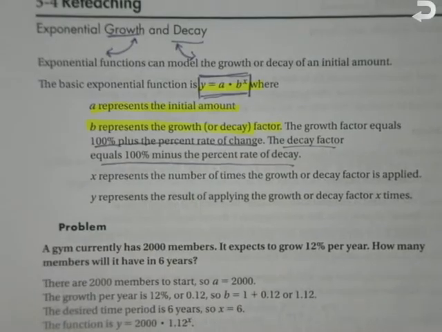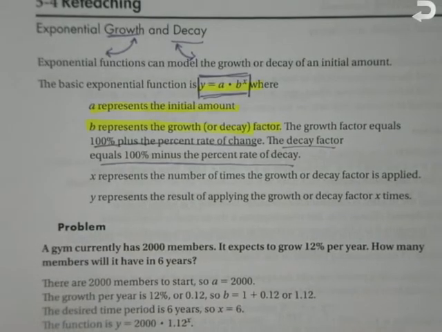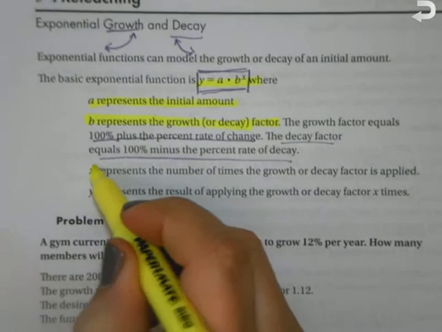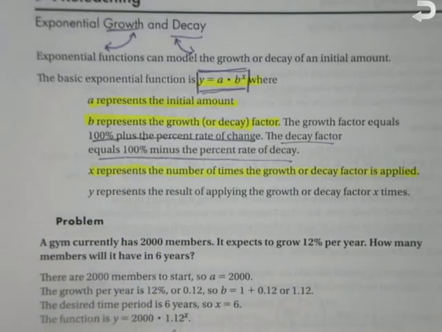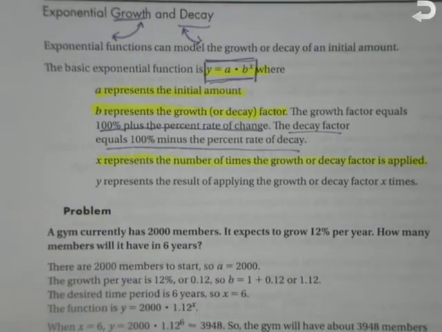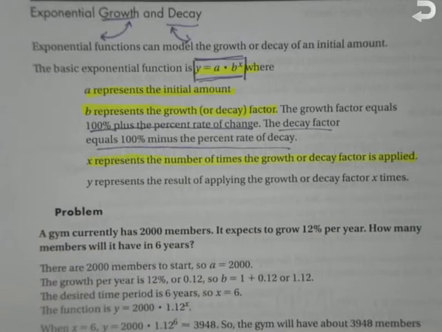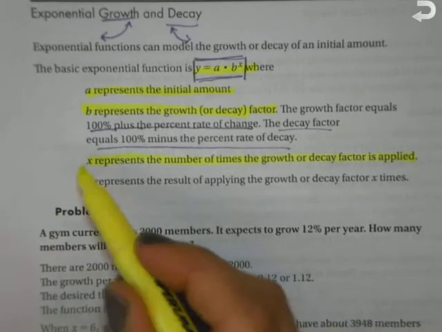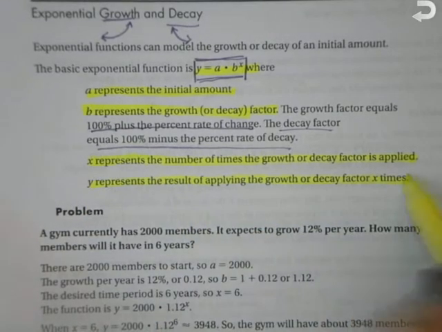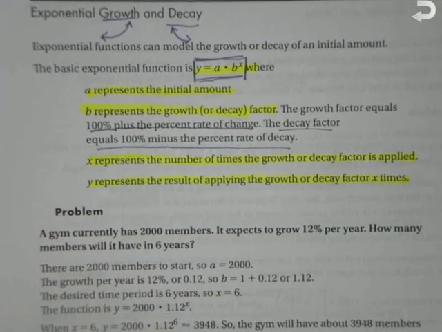So when we're plugging in our B, we have to remember that you need to either add or subtract from 1. X is the number of times the growth or decay factor is applied. So how many times I'm multiplying that number by itself. And then Y represents the result of applying the growth or decay factor. So it's your answer. Okay. So those are all the important pieces.